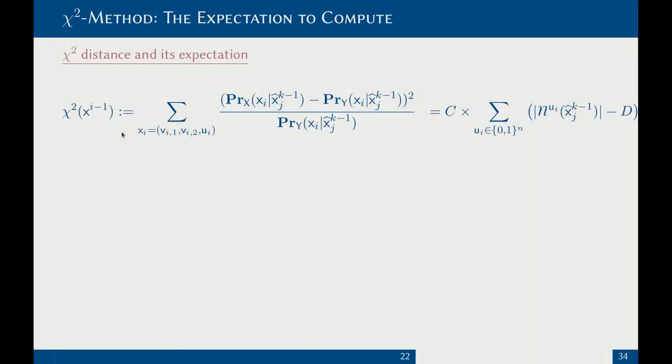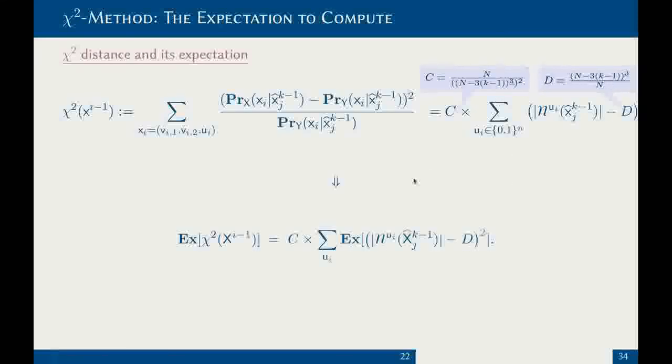After the conditional probabilities of the distributions have been calculated, we can calculate the chi-square distance between the two conditional distributions, and this turns out to be this expression, where c and d are given by these two expressions. Then we calculate the expected value of this chi-square distance, where the expectation is computed under the distribution Pr_X, and it turns out to be this expression.